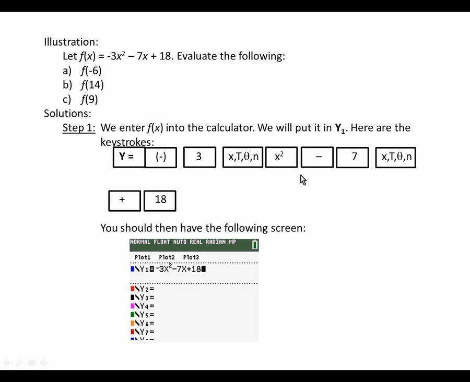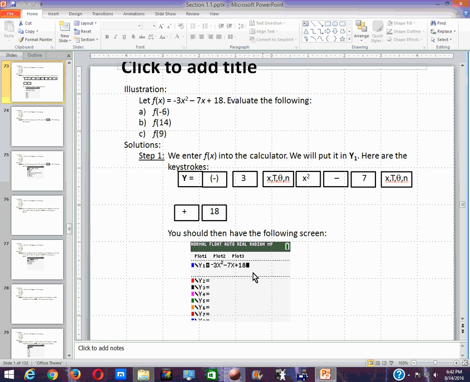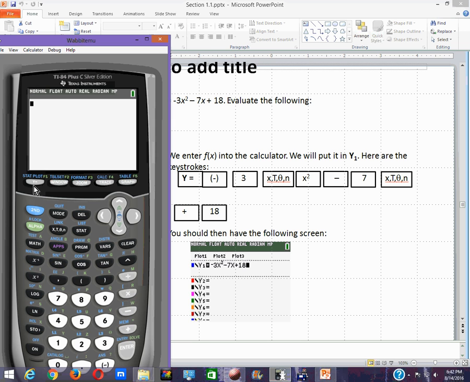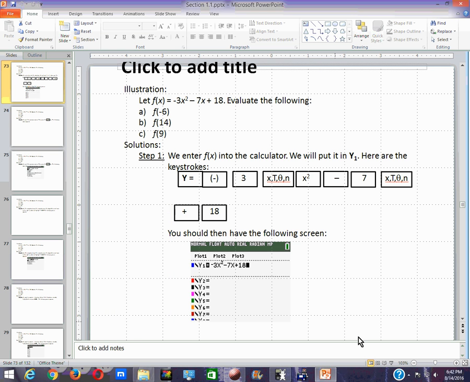Let me go ahead and put this on my calculator so I can play the game with you. Let me minimize that for a moment. Here's my calculator. I got Y equals negative 3x squared minus 7x plus 18. Then I'm going to quit the screen. So second, mode is quit. Notice in blue it says quit. So I've quit the screen.